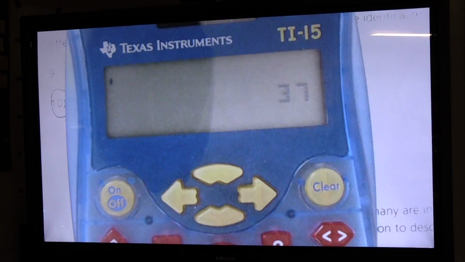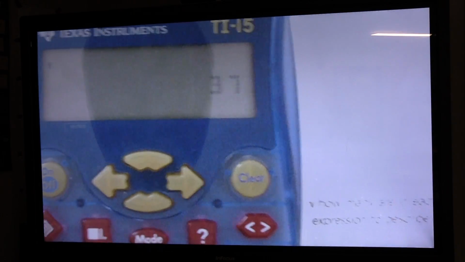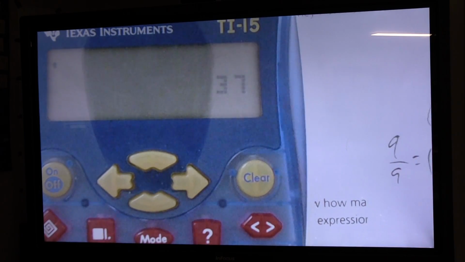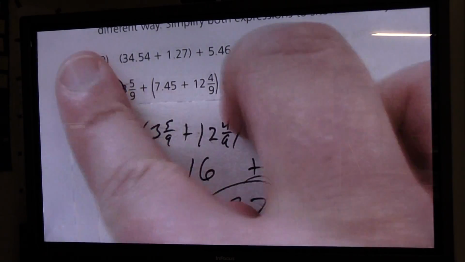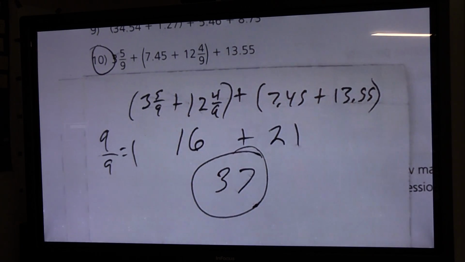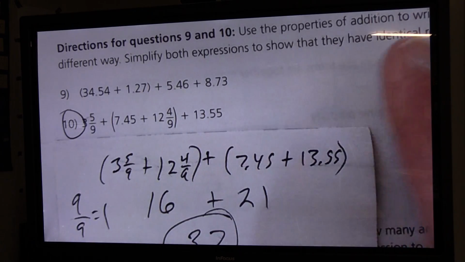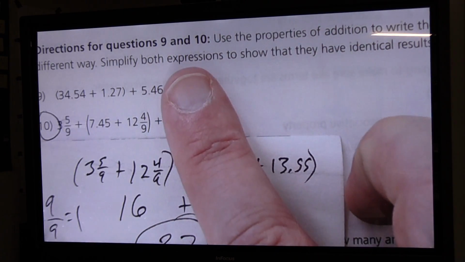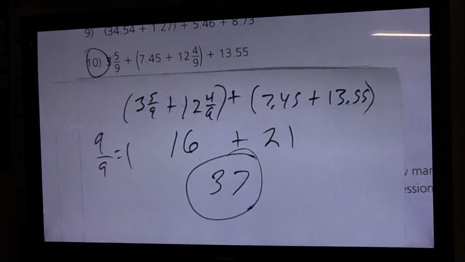And when I hit enter, sure enough, I got 37. Now, if I was working by myself, it probably would have taken longer to key in those values on my calculator than to use my associative property of addition to get 37. All right. So that is how I would have completed item number 10. I used my associative property of addition. I simplified the expression, showing that they do have identical results. And I used my calculator out of my math toolkit.